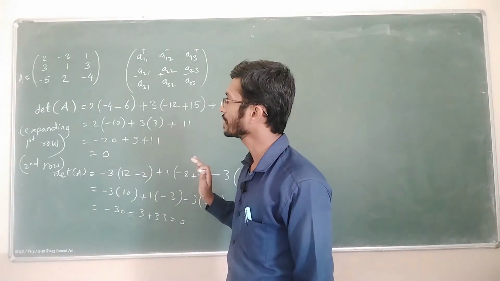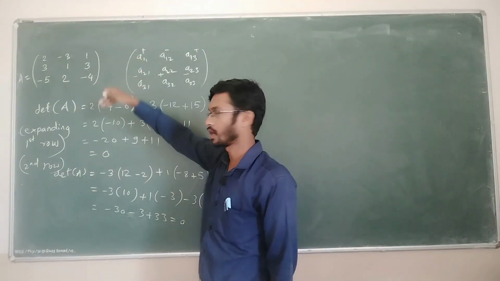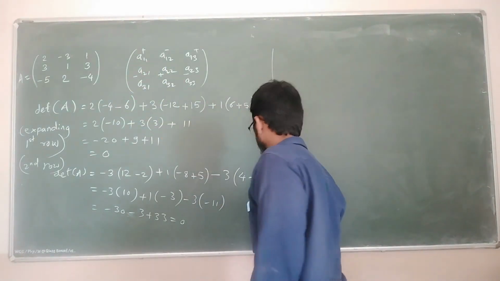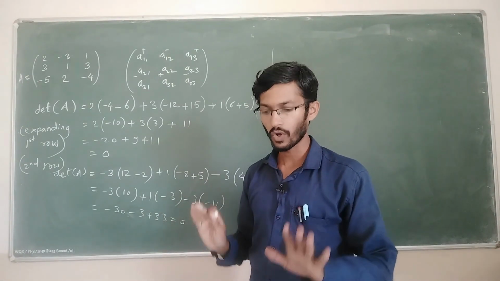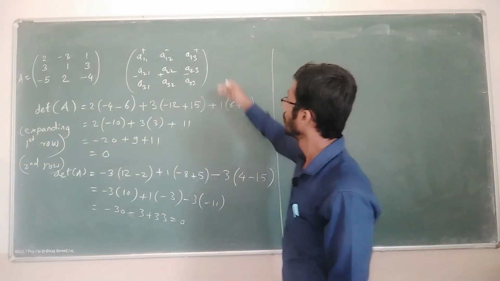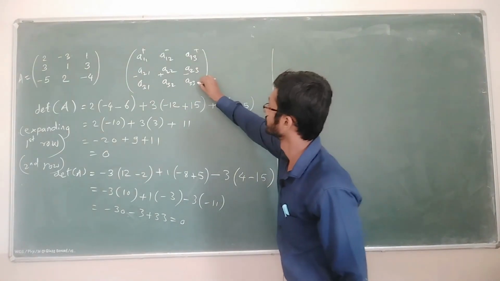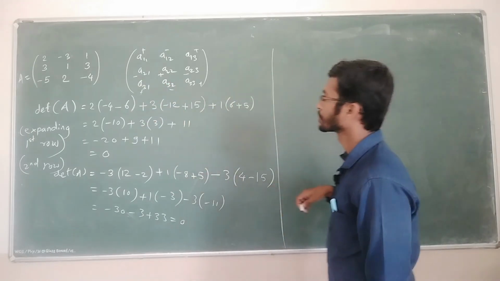I can also show with one of the columns. So let's start with the third row. I'm just showing you the answer will be the same. You can expand with any row or any column. Okay, so I'm going to expand with the third row. So plus, minus, plus, right? So here is plus, here is minus. Okay.